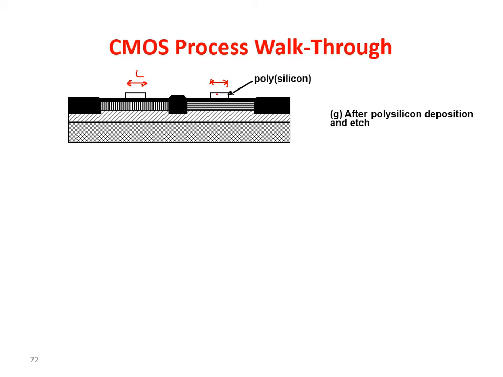So this is a nice thing, because you see, let me say it again. You grow the polysilicon everywhere, and then you etch and preserve only the part that you need for the gate. This is a process that is called self-aligned.